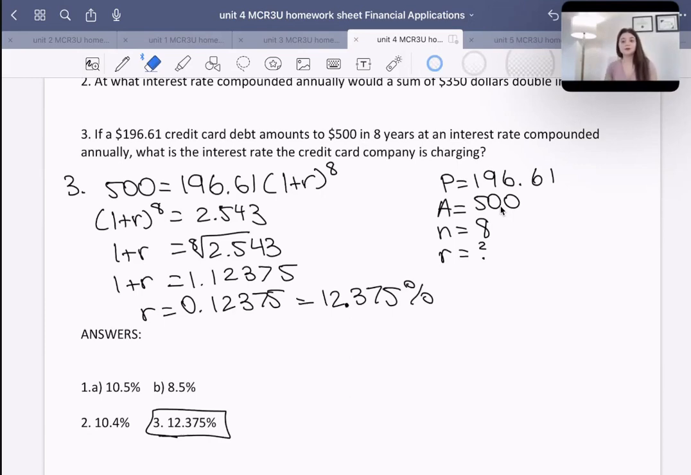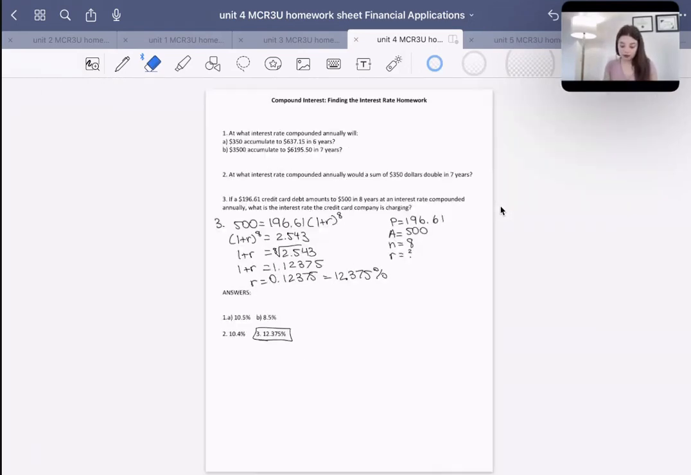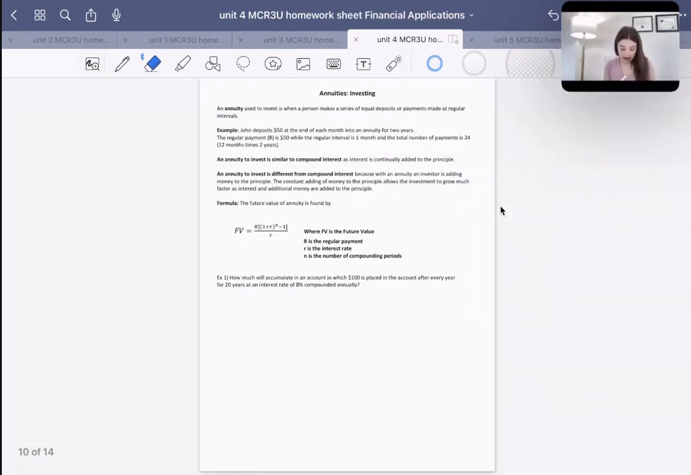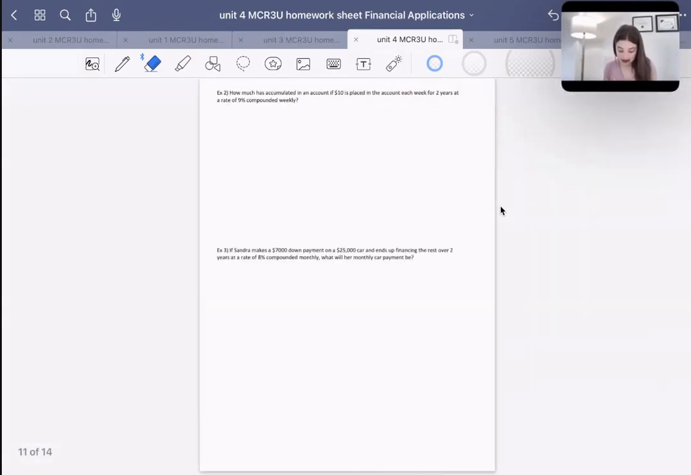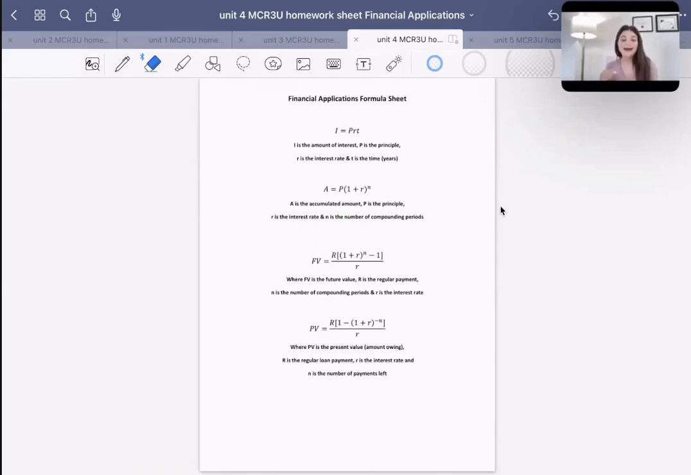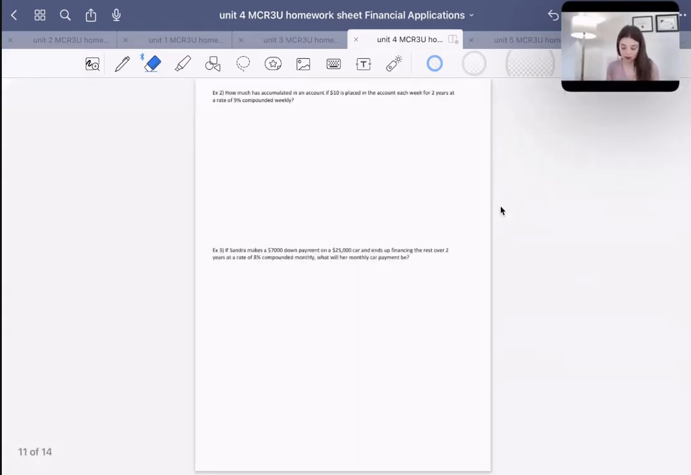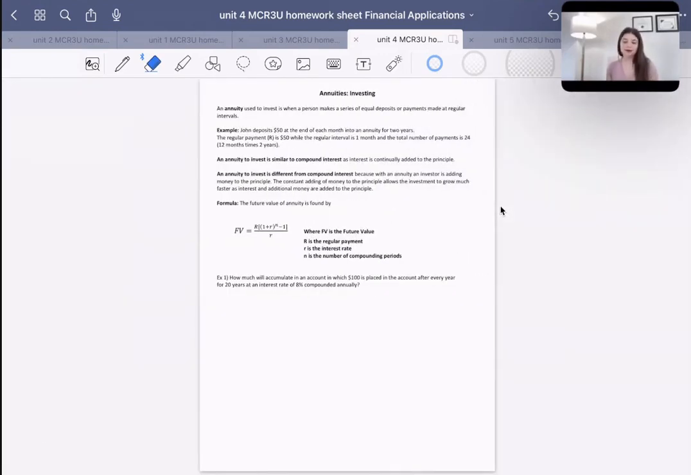All right, well, that is everything for this session today. Next time, we will talk about investing and annuities and the time after annuities when it comes to borrowing, and then we'll be done. So you guys are already pretty much done this unit. We just have a couple more topics to go over before the test. So good work, everyone, and we'll see you in the next video.